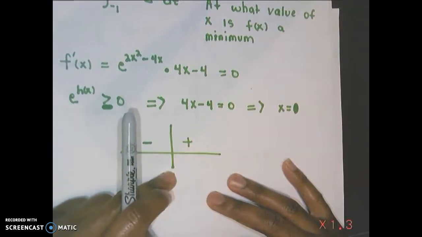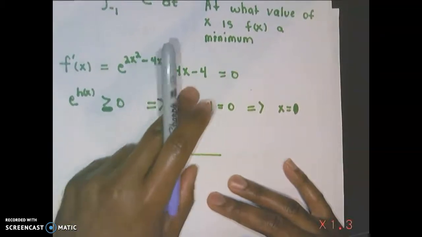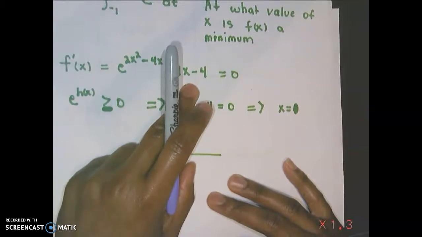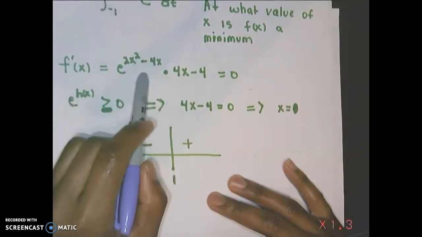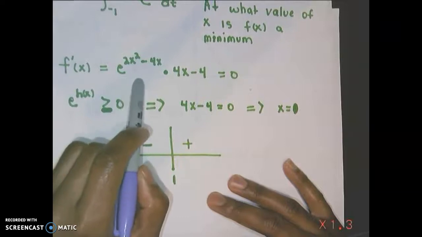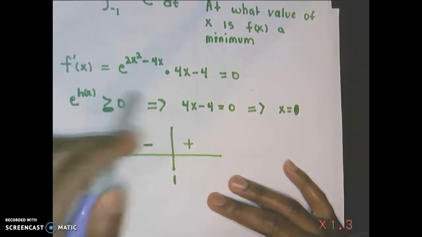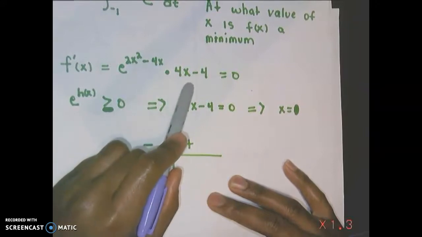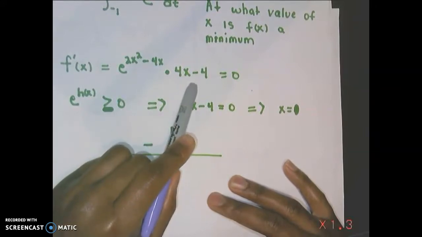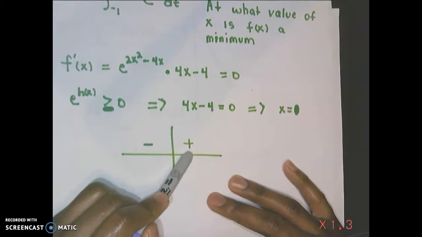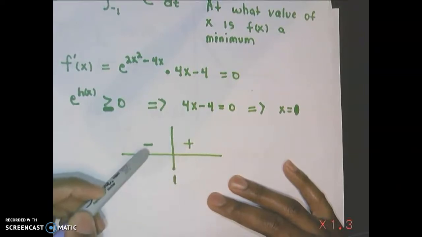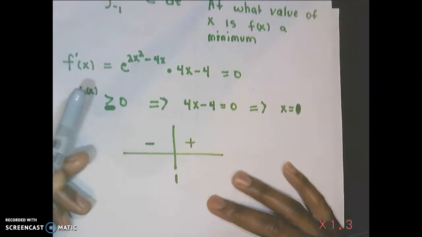Then I'm going to use 2 for the number to the right. Again, e to the 2x squared minus 4 is always positive, so I don't have to worry about that. I'm just going to plug 2 into 4x minus 4, and I get a positive 4, so I know this is going to be positive. So I can see that my derivative changed from negative to positive, so that means I did what?